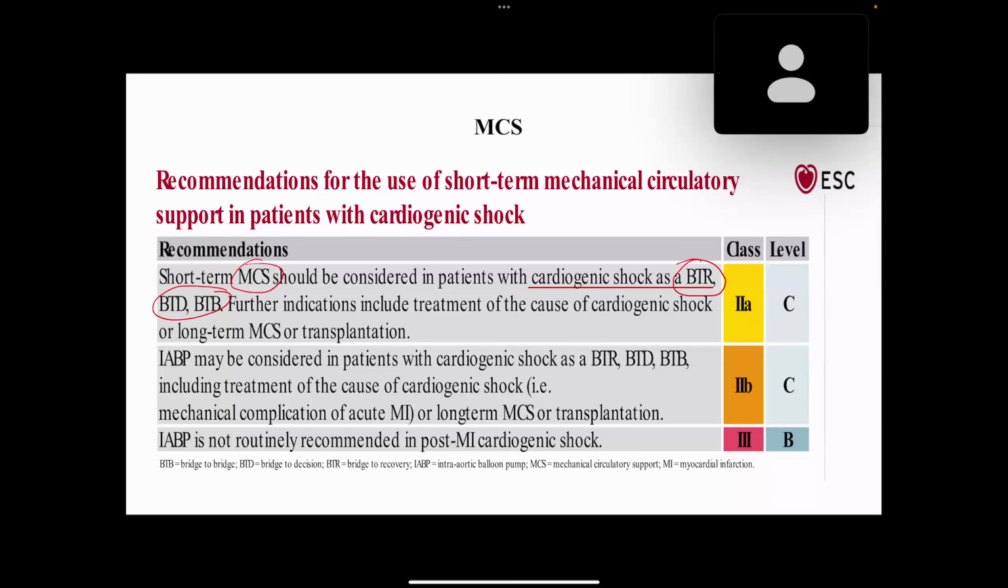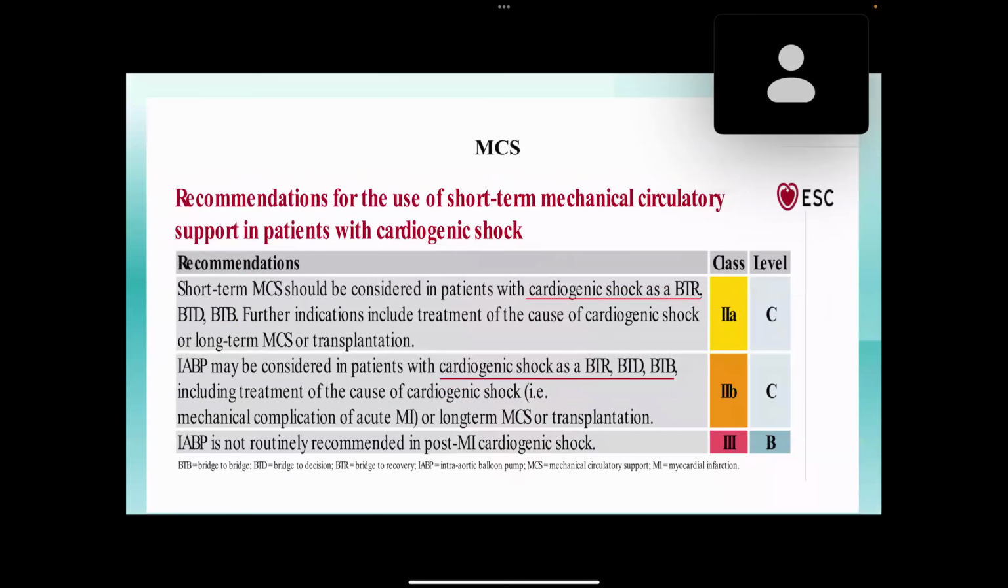In MCS, again, there are so many devices, I will not be able to go into the detail. Now, coming to IABP, this is the intra-aortic balloon pump. That is also recommended in patients with cardiogenic shock, especially as bridge to recovery or bridge to decision. So till the patient decides or till the patient recovers, we have to put him on some mechanical circulatory support.